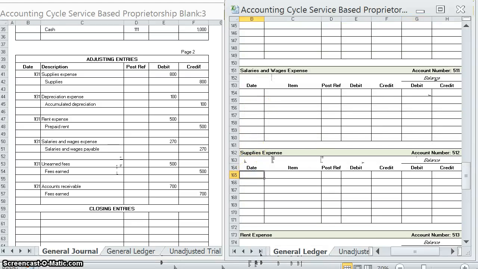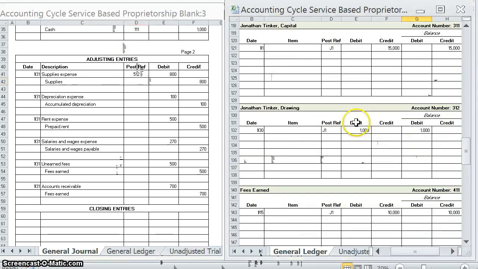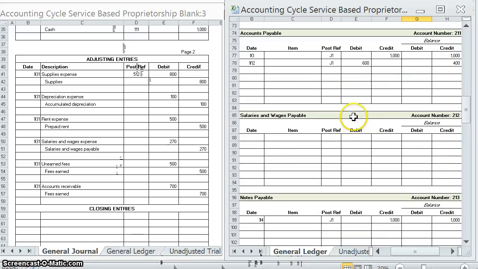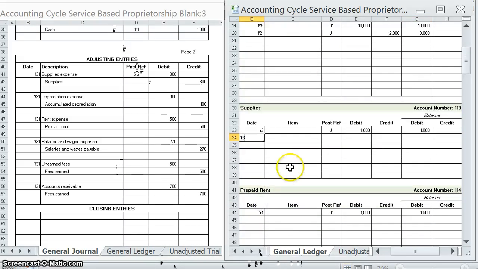So supplies expense on January 31st, this is for an adjusting entry on the second page of the journal. We debited that account by 800. Now we have an $800 balance and post. All right, supplies. Here we go. On the 31st, it's an adjusting entry. Second page of the journal, we credited it for 800. So now we're left with a $200 balance there.